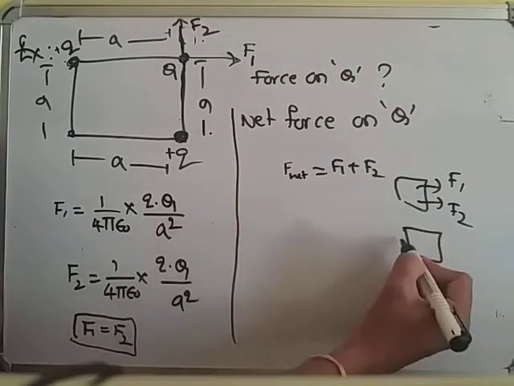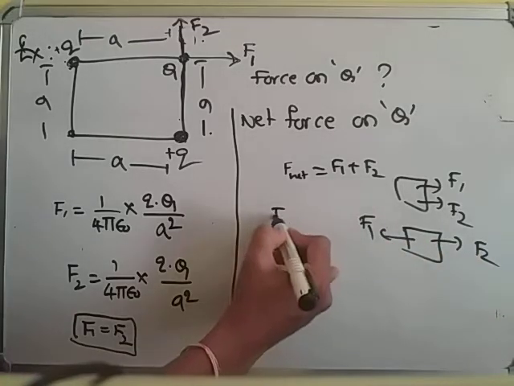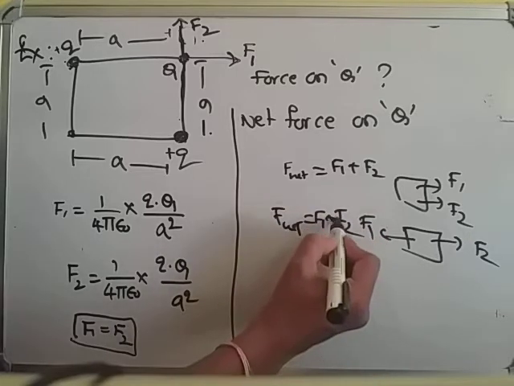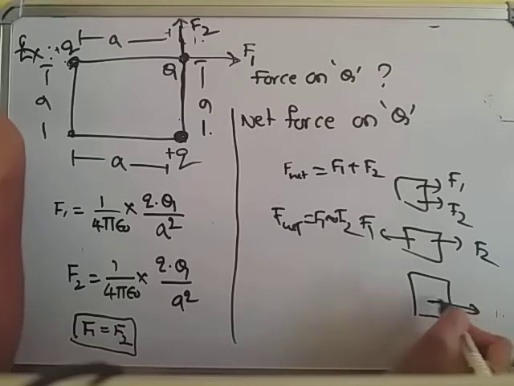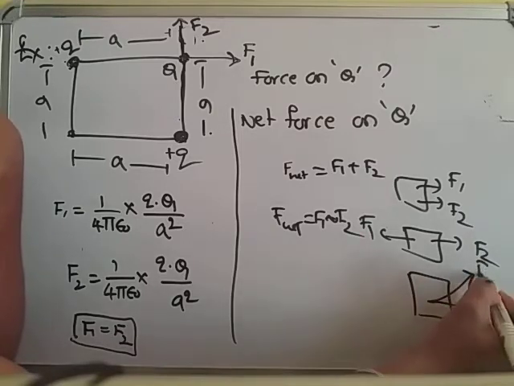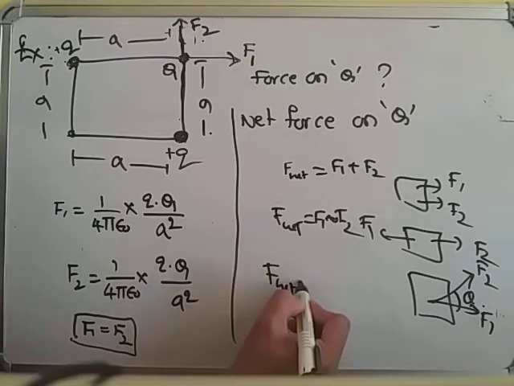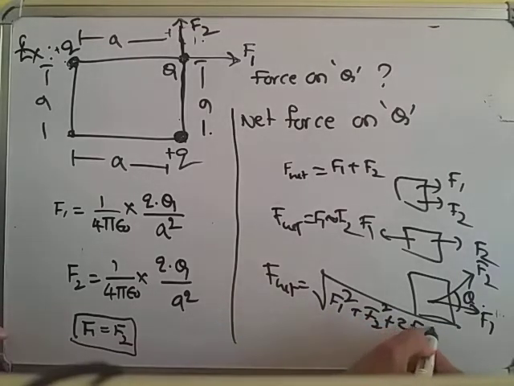If two forces are in opposite direction, to find out the net force, we have to subtract them. If these two forces, F1 and F2, are at a certain angle, then what do we have to do to find out the net force? To find out the net force, we have to use the parallelogram law. That parallelogram law is under root F1 square plus F2 square plus 2 F1 F2 cos theta.